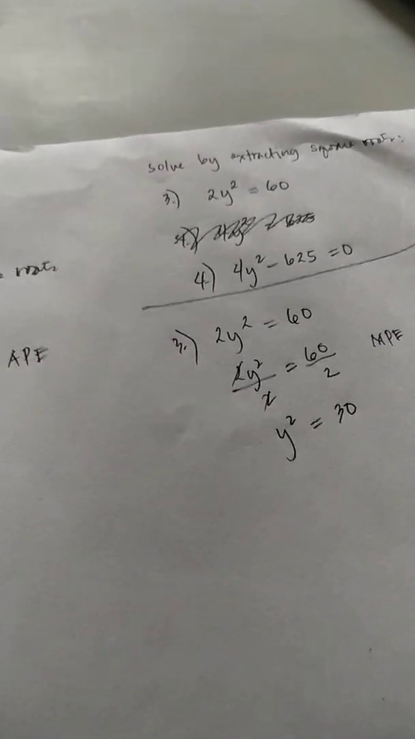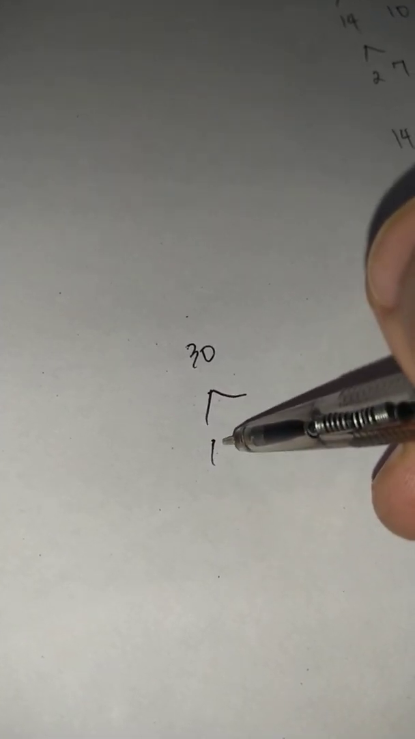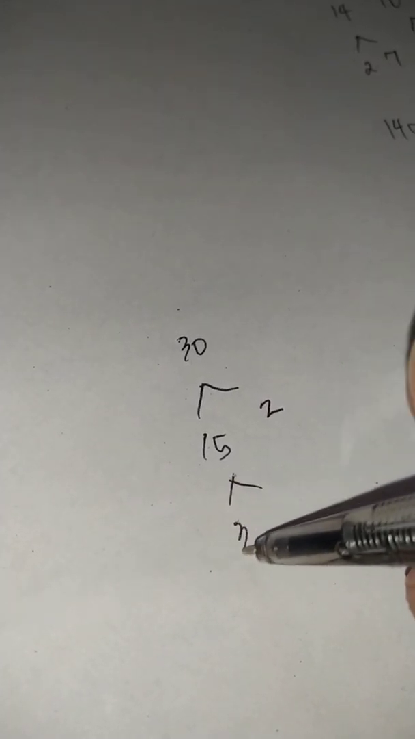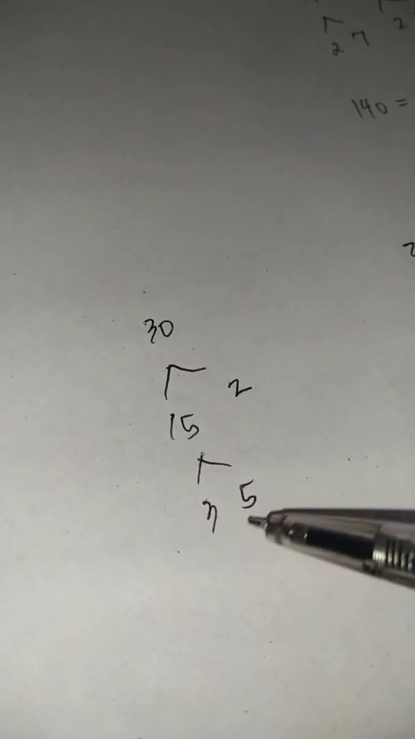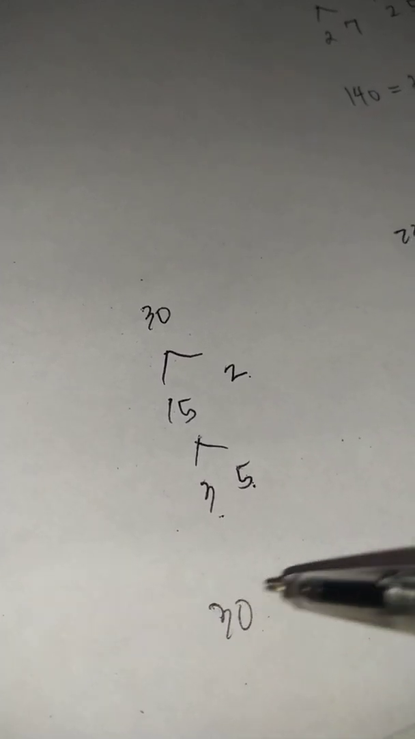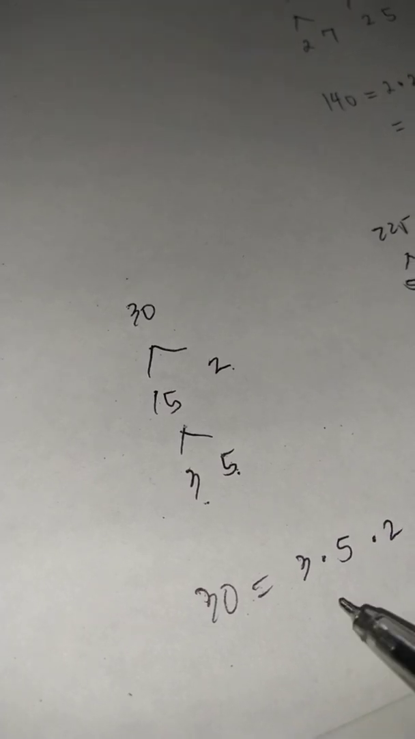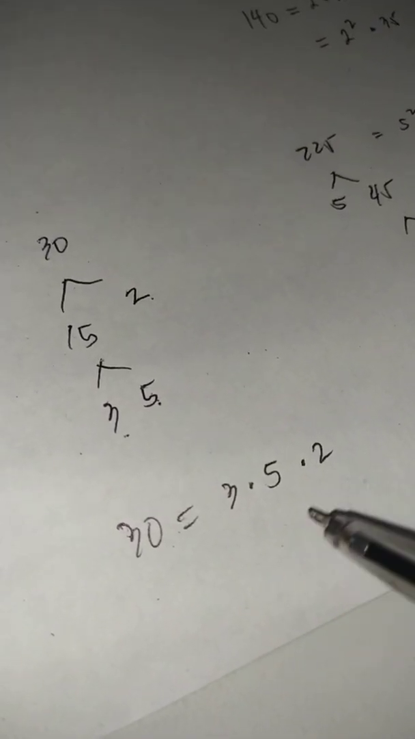30 is not a perfect square. Now we need to look for perfect square factors of 30. We know that 30 is also 15 times 2. 15 is 3 times 5. As you can see, no perfect square factors will be formed. So the factors of 30 are 3, 5, and 2. That is 3 times 5 times 2. No perfect square factor.